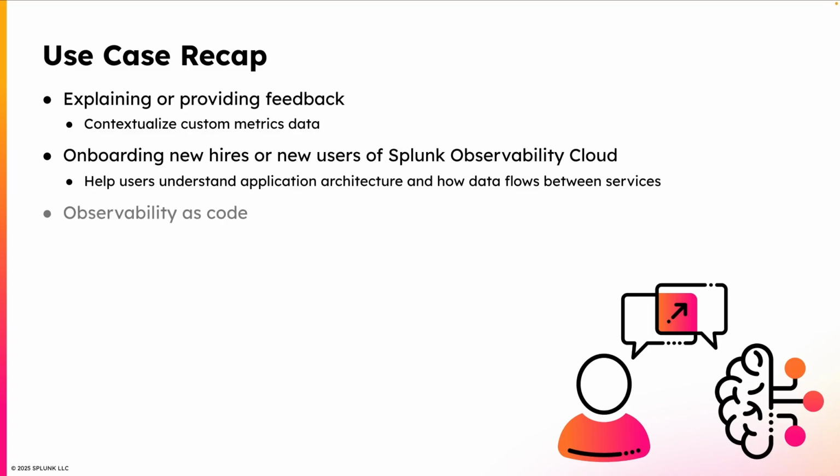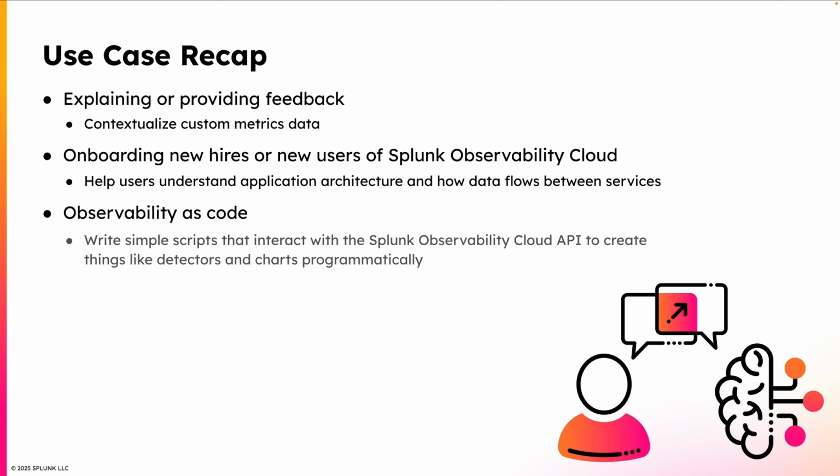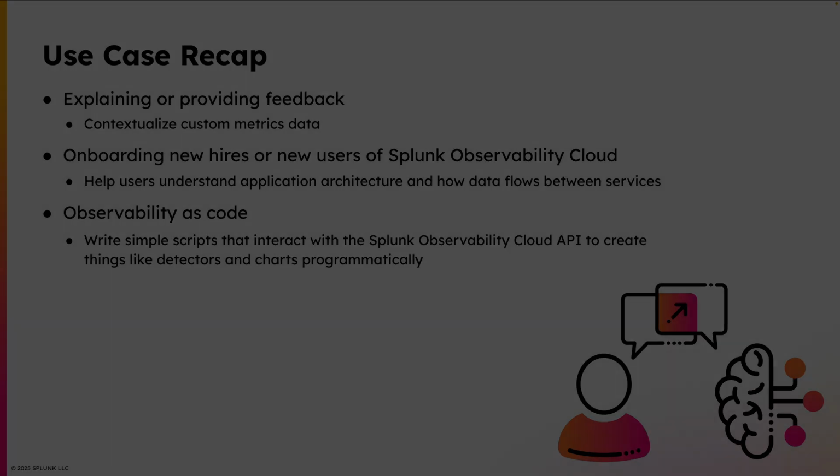And the final use case is really about observability as code and how the assistant can help us automate that process. It can generate simple scripts and commands that can interact with the Splunk Observability Cloud API and create various entities. You can also use it to generate signal flow code. These use cases demonstrate the flexibility and the power of the AI assistant in Splunk Observability Cloud. And it will only get better from here.